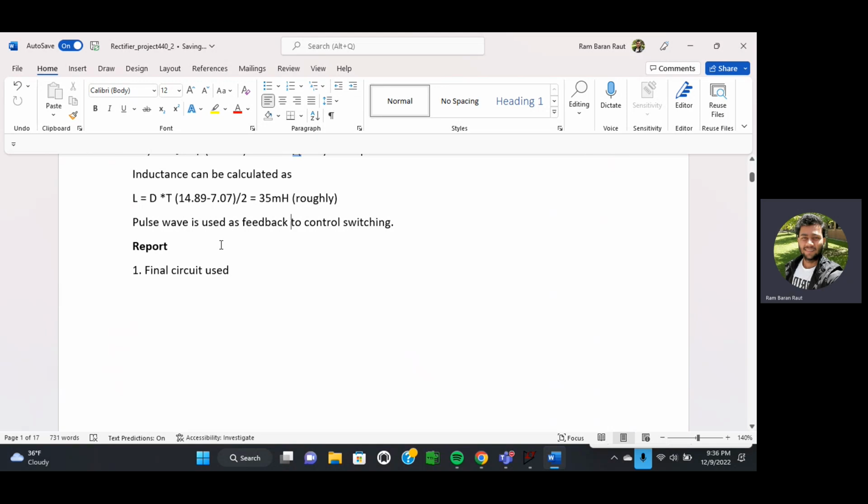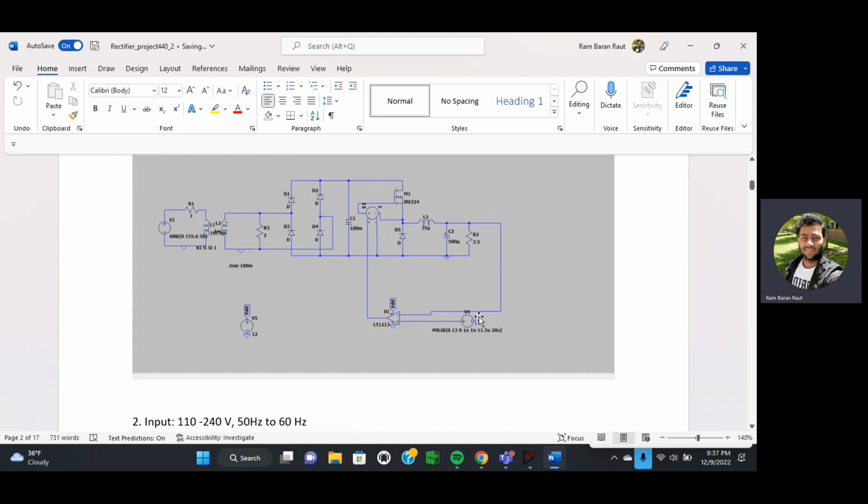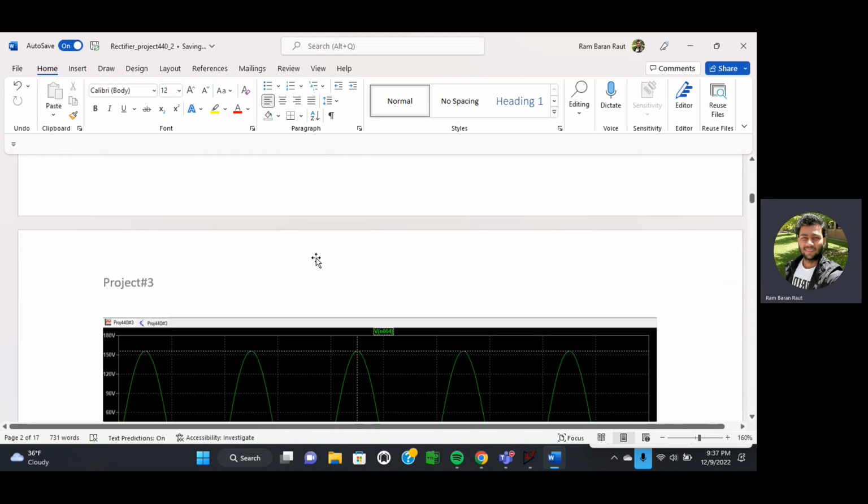We are using a pulse wave for the feedback control switching, and I also have a comparator, an OPAMP LT1213. So the final circuit uses it over here. This is the closed feedback circuit. This is the pulse wave generator, and the feedback control voltage comes over here and goes over here. And this is a voltage regulator. This is an ideal voltage controlled voltage source with gain of 1, which drives the gate of MOSFET IRFG24. And this is the whole procedure.